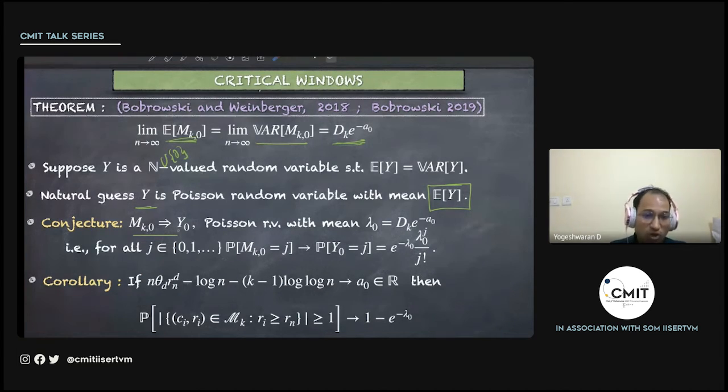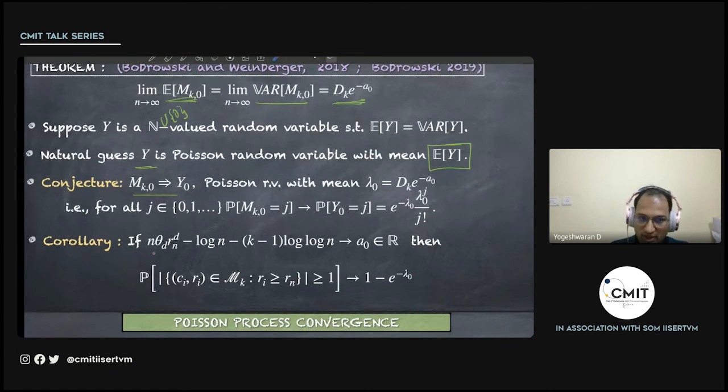Then, what does this mean? This means convergence in distribution, or weak convergence. What is convergence in distribution? Basic probability: for every non-negative integer j, the probability that M_k0 is equal to j converges to the probability that Y_0 is equal to j, which is nothing but e to the minus lambda naught times lambda naught to the power j over j factorial.